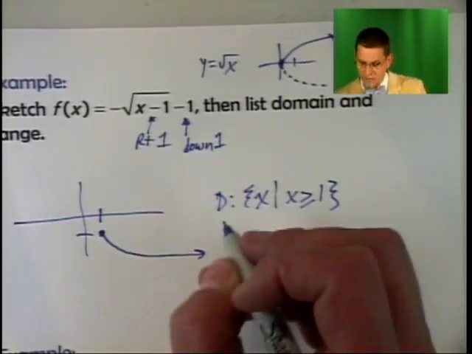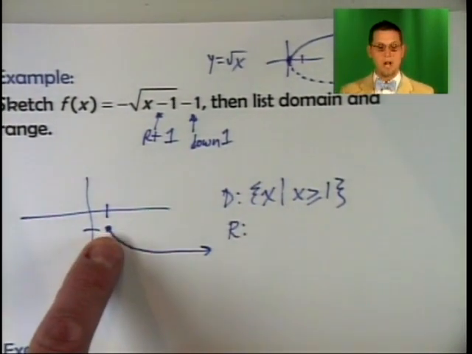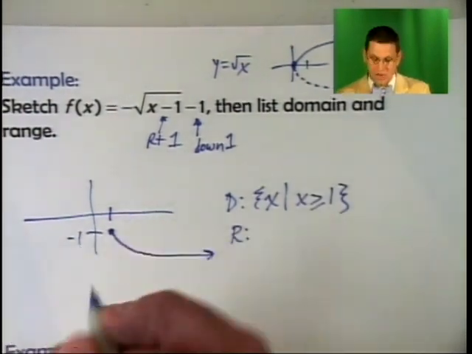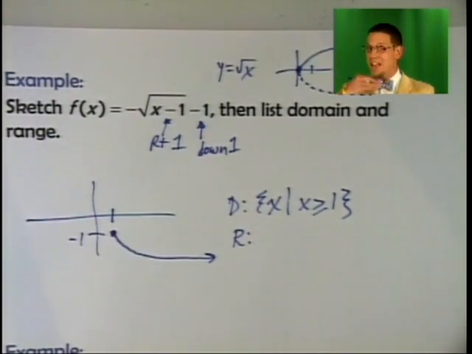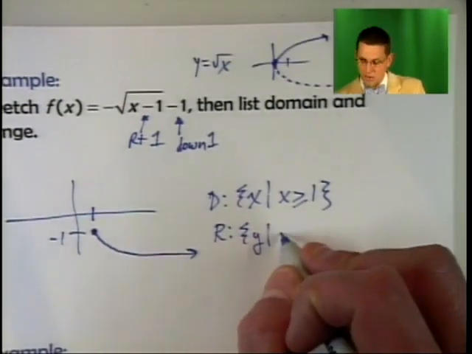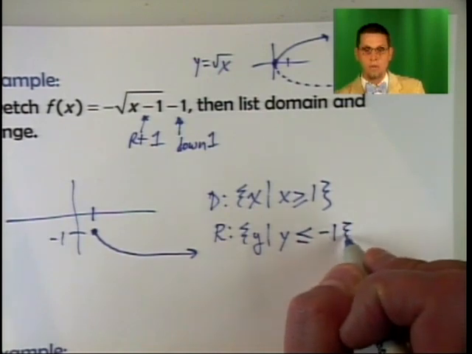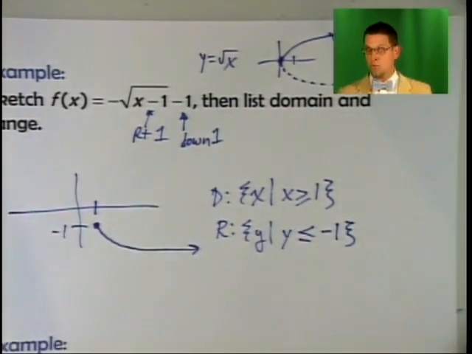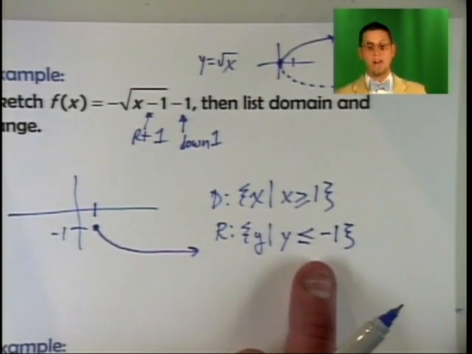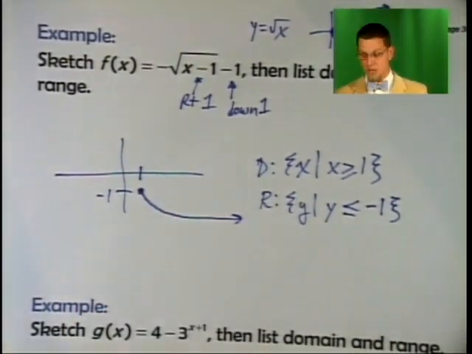That's the domain. The range is the outputs, the set of outputs. And notice our highest or biggest y value is down here at negative 1. And we have everything below that now. So we'll say the range is the set of all y's such that y is less than or equal to negative 1. So that means at 1 and to the right for the domain, at negative 1 and below for the range. And that's all you need right there for the sketch of the graph.